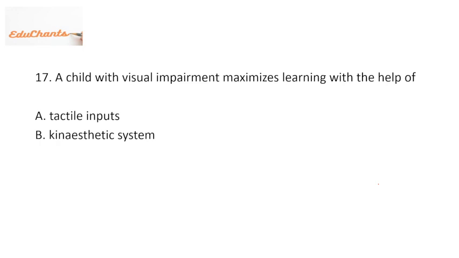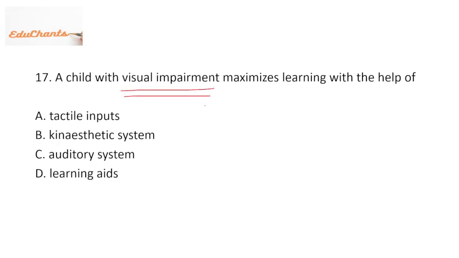Next question. A child with visual impairment maximizes learning with the help of. That means, say for example, a student with visual impairment is studying in our class. What would give him the help? Kinesthetic system, that means bodily system, no. Auditory system, no. Learning aids, no. Tactile input. Tactile means if you have seen Braille language, that means there are some pick points in a slate board. Wherever he touches, the letter is typed as A, B, C, like that. Okay, that is tactile input, so that they can read the papers as well as read the contents.